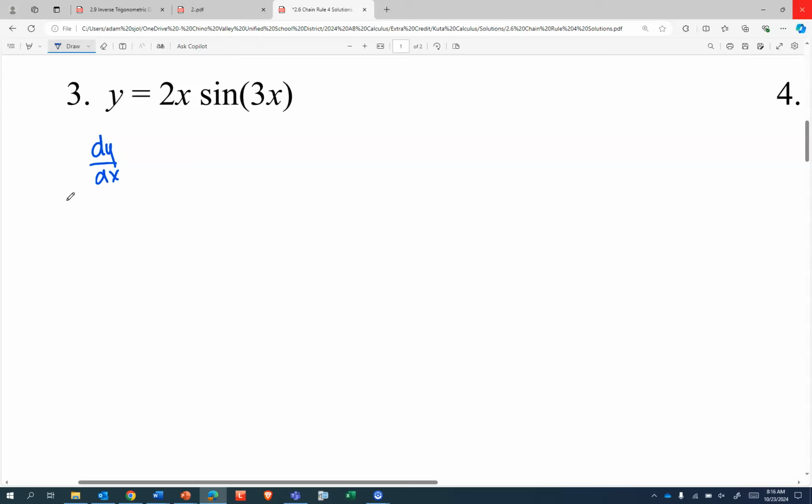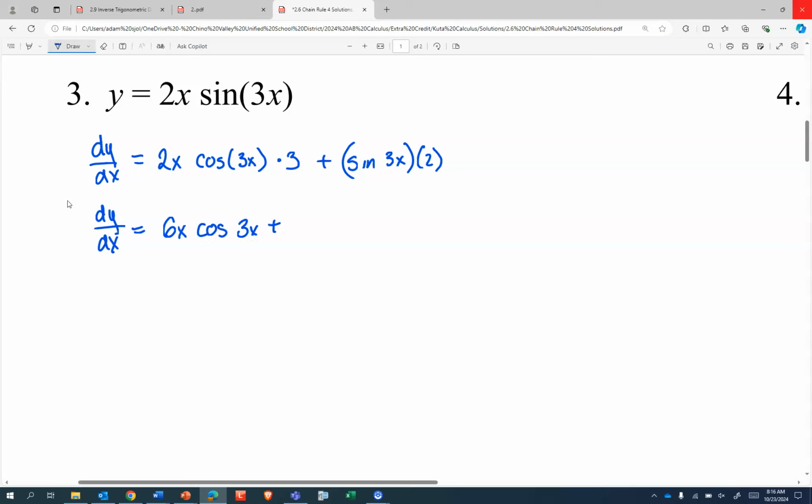All right, so structure-wise, this is a product of two functions, 2x and sine of 3x. So we need to take the derivative of a product of two functions, which is the first function, times the derivative of the second function. The derivative of sine of something is cosine of that same something. That something is 3x, which has a rate of change of 3. Plus the second function, sine of 3x, times the derivative of the first, 2. All right, so let's rearrange just a little bit to make that cleaner. 6x cosine of 3x plus 2 sine of 3x. Not much simplifying we can do.